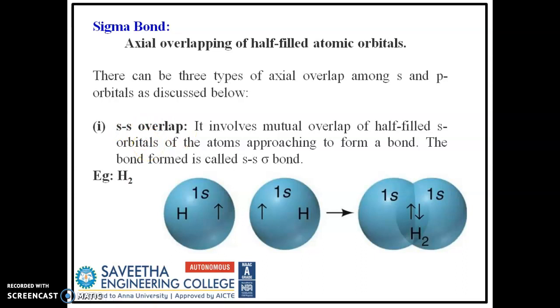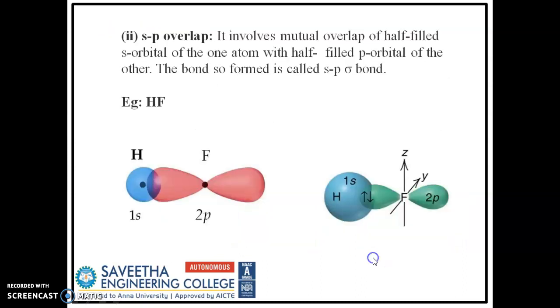The ss overlap involves mutual overlap of s orbitals of atoms approaching to form a bond. The bond formed is called an ss sigma bond. Here the example given is hydrogen, where one electron from one hydrogen and the other electron from the other hydrogen axially overlap, forming an ss sigma bond.